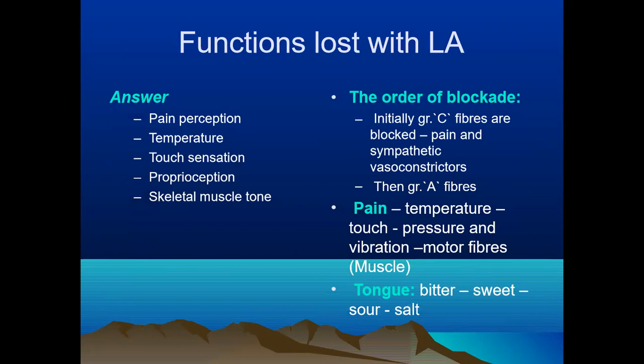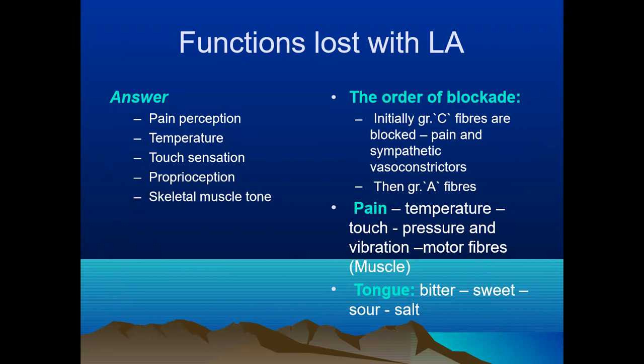So what functions are lost with local anesthesia? Pain perception. In local anesthesia, you lose pain perception, temperature perception, and also touch perception, and proprioception is lost, and also skeletal muscle function is lost. Those are the things which are lost when you have local anesthesia.